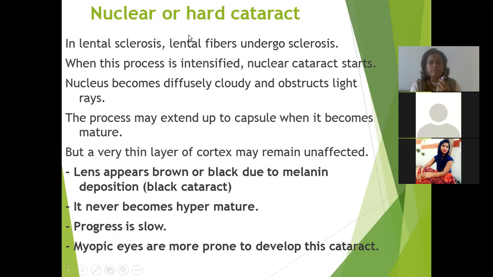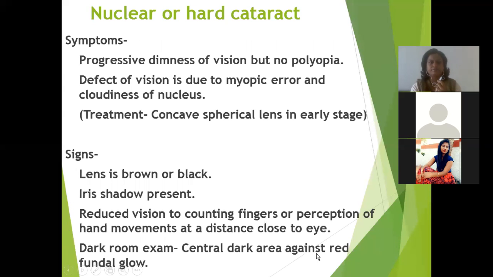Next one is the nuclear or hard cataract. In that there is lenticular sclerosis, the lens fibers undergo sclerosis. When this process is intensified, a nuclear cataract starts, and the nucleus becomes diffusely cloudy and obstructs light rays. So the lens appears brown or black due to melanin deposition, that is the black effect. It never becomes hypermature. Progress is slow. Myopic eyes are more prone to develop this type.